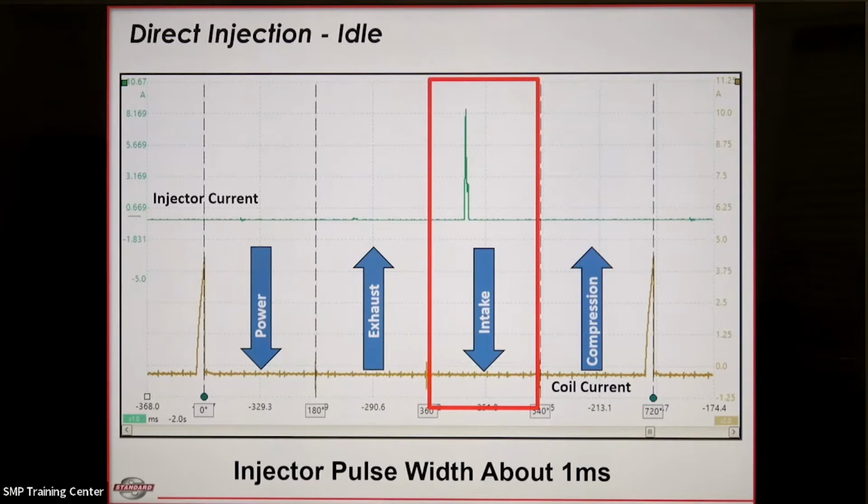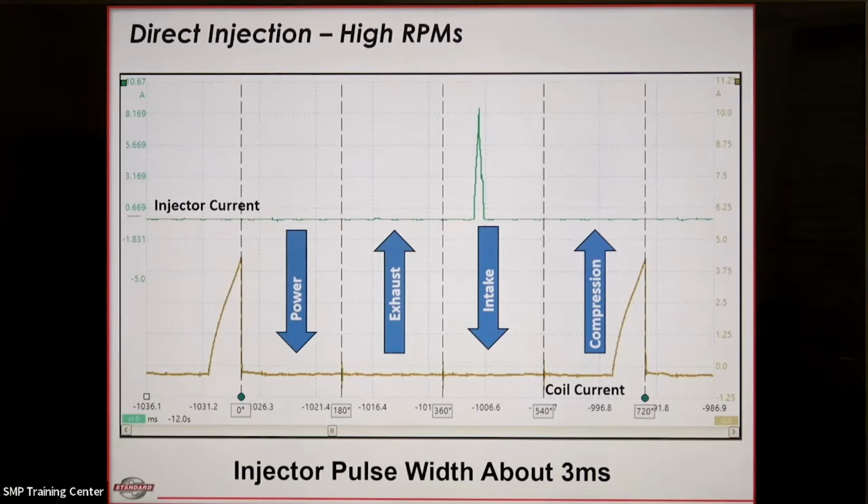So at idle, that's typical in a GDI engine to have a very, very small amount of pulse width on the injectors. About a millisecond is typical. But then when we increase the load on this engine at higher RPMs, we do see an increase in injector pulse width, to about 3 milliseconds, but that's really only adding another couple milliseconds. It's not really that much of a difference.